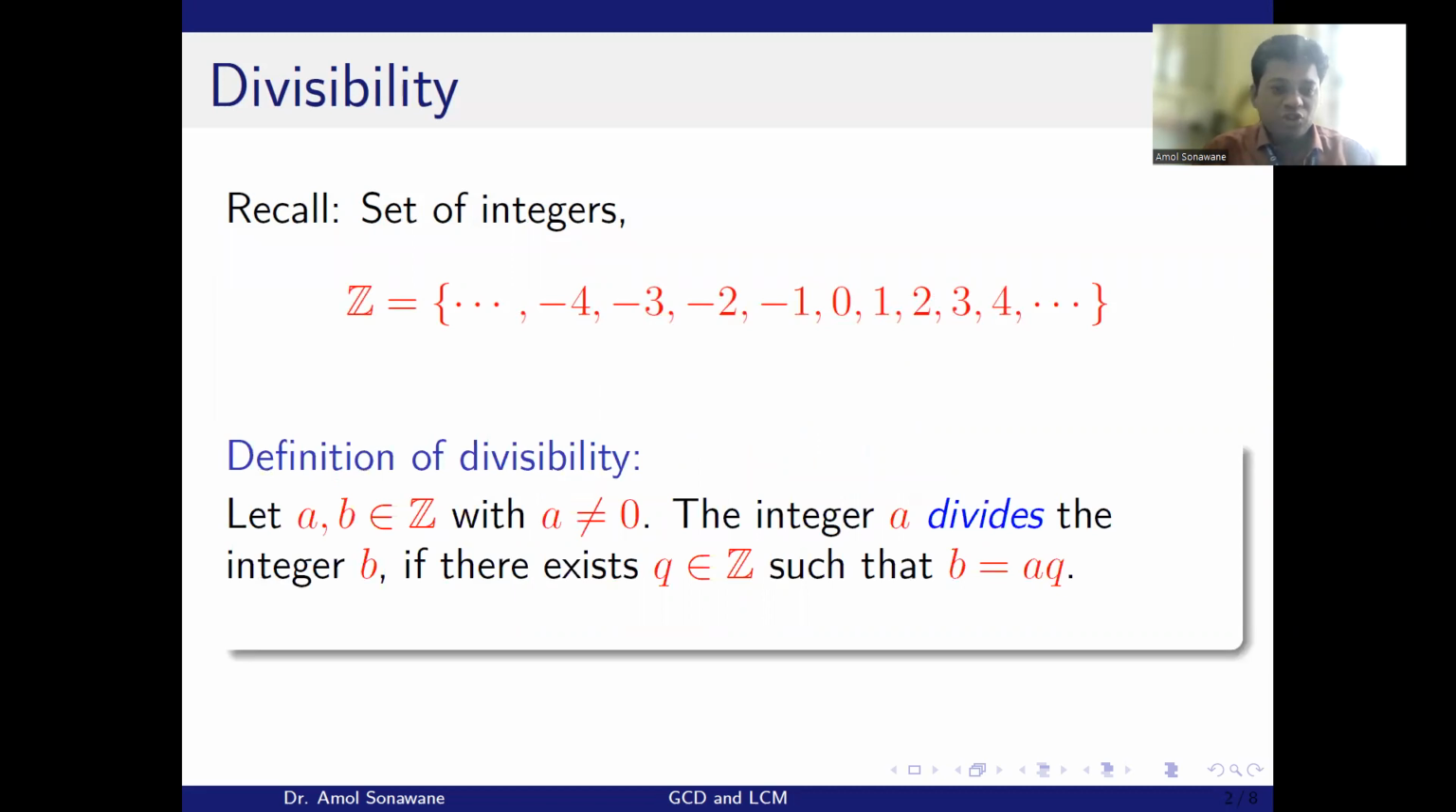Let's see the definition of divisibility. Let a and b be two integers with a non-zero. Then the integer a divides the integer b if there exists an integer q such that b is equal to a into q. Means if you can write b is equal to aq for some integer q, then we say a divides b. It is denoted by a vertical line b. For example, 2 divides 6 because we have integer 3 such that 6 is equal to 2 into 3.